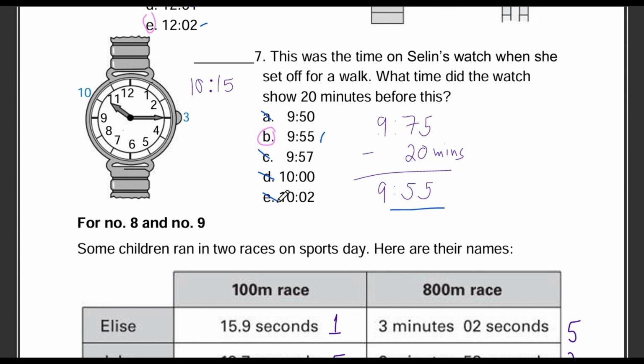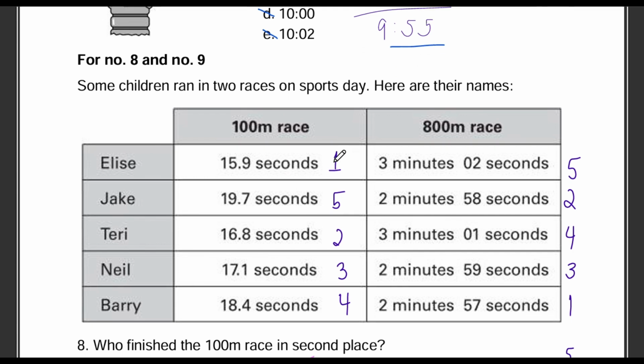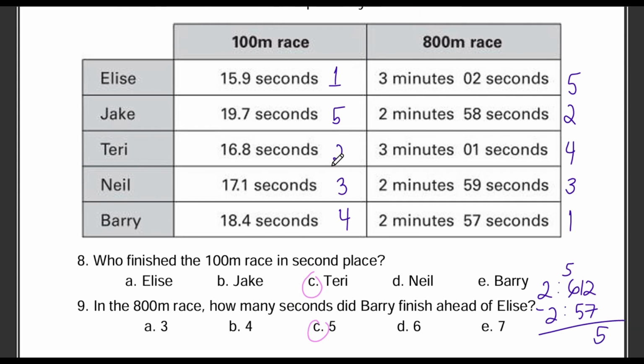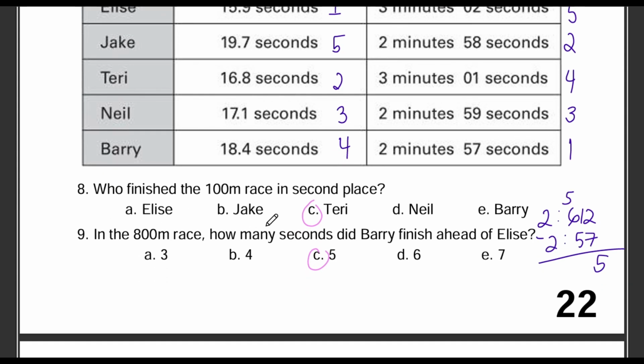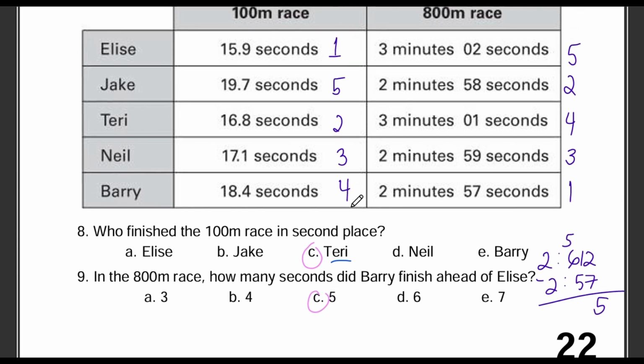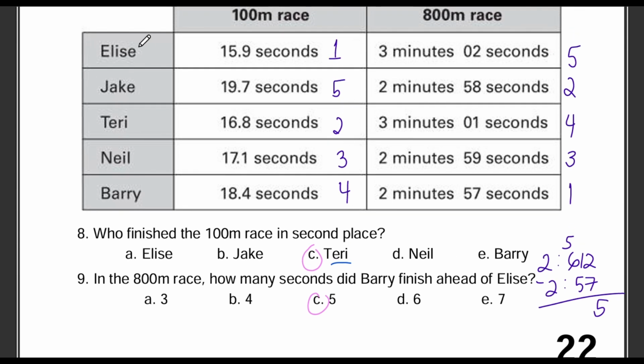Question 8. Who finished the 100 meters race in second place? Options. A. Elise. B. Jake. C. Terry. D. Neil. E. Barry. The correct answer is C. Terry. Explanation. From the times, first place, Elise, 15.9s. Second place, Terry, 16.8s. So Terry is second.